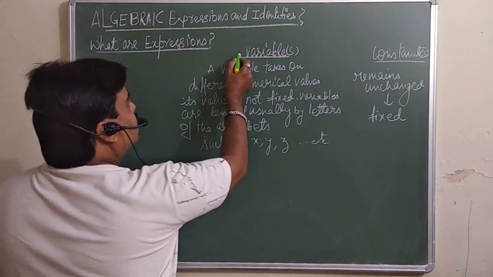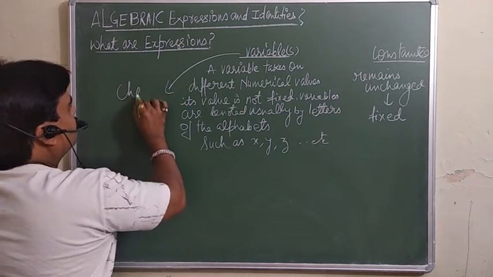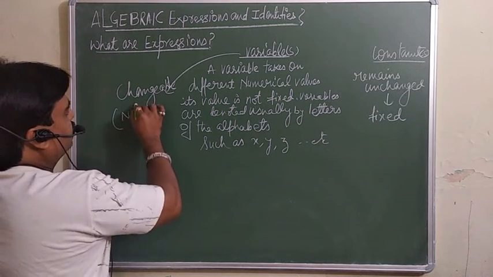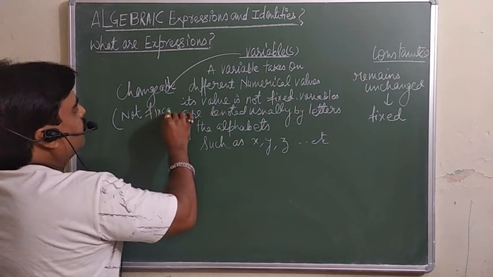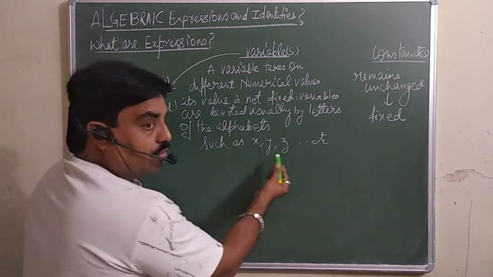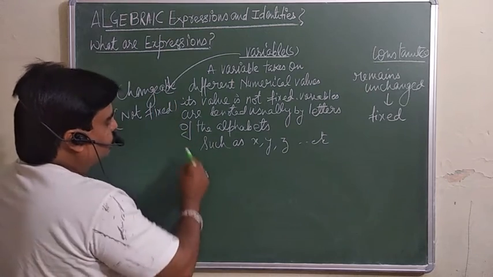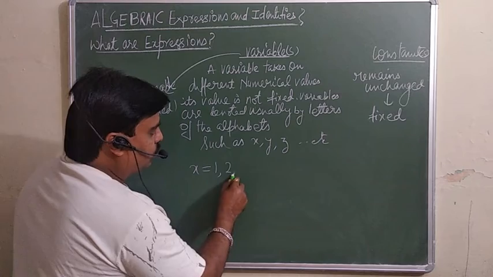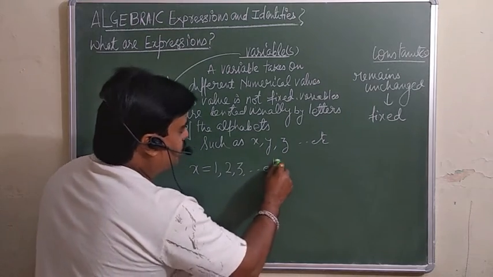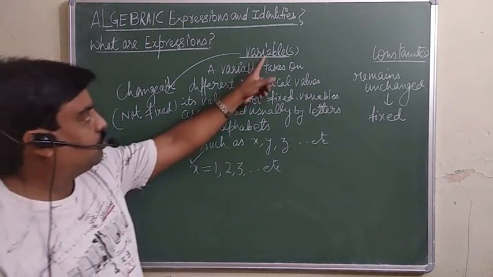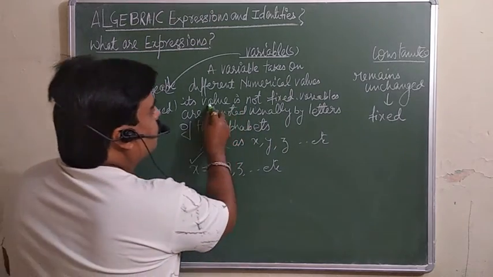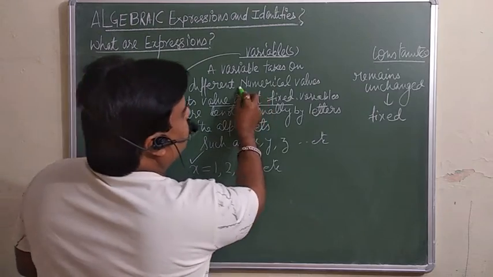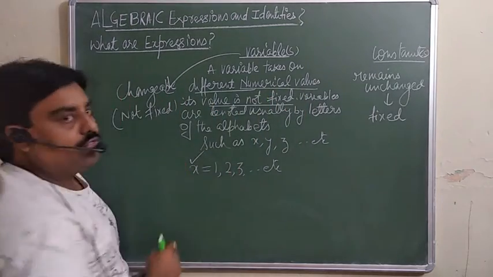Variables means which are the changeable. Which are changeable, not fixed, are known as variables, and generally variables are denoted by X, Y, Z because they are changeable. Sometimes you are getting x equal to 1, sometimes x equal to 2 and then 3, then every time the value of x is going to change. So that's why the value is not fixed. Variables are denoted usually by letters, and different numerical values are possible.